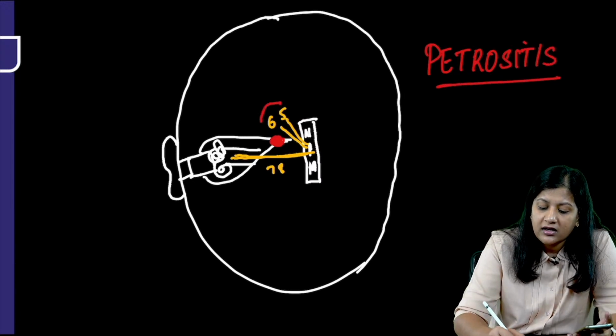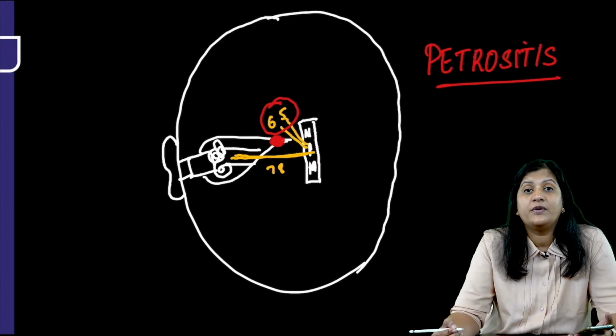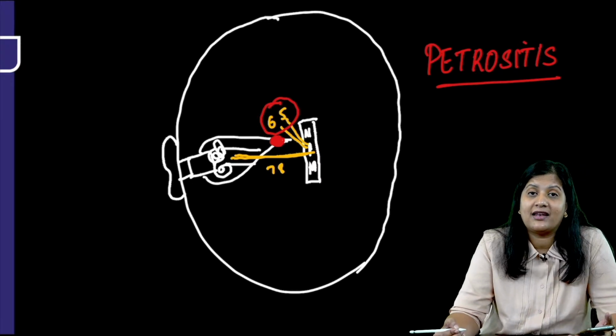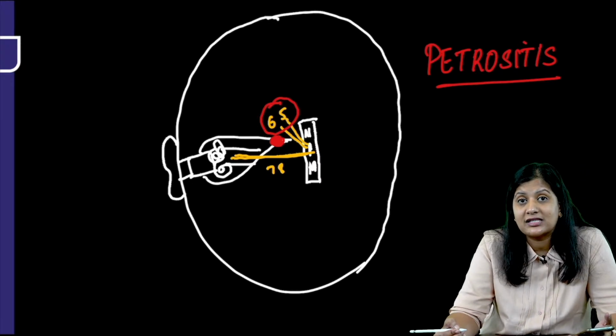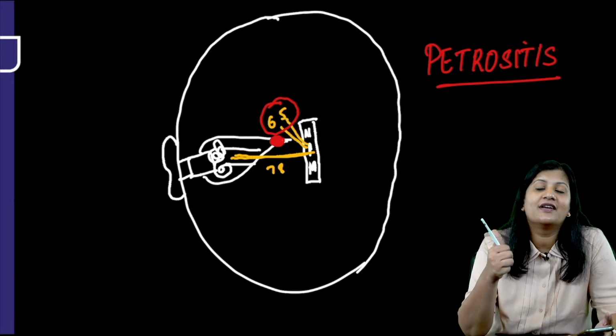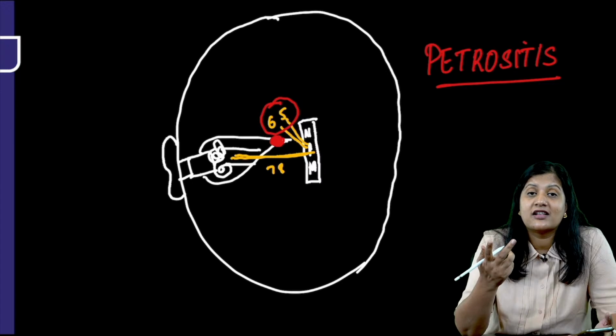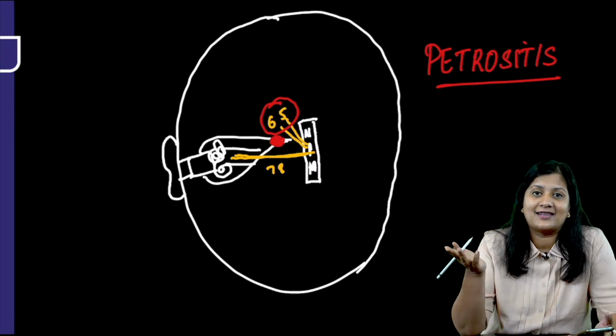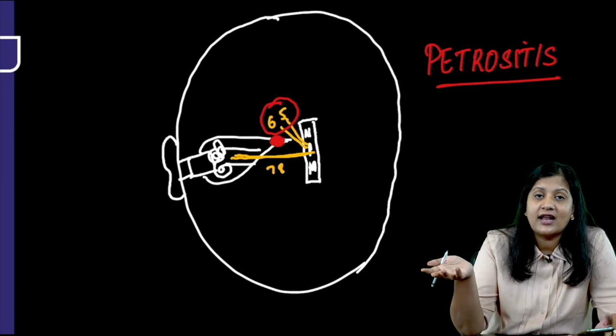So which cranial nerves will be involved? Obviously your 5th and 6th cranial nerves. And when your 5th and 6th cranial nerves are involved, will it cause pain in the area of distribution of 5th nerve? Yes. Will it cause 6th nerve palsy to cause diplopia? Yes. And why is this complication happening?